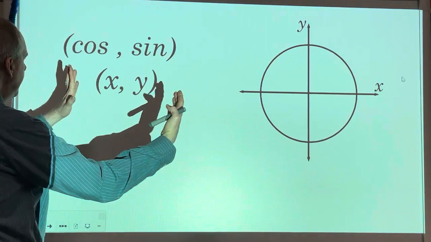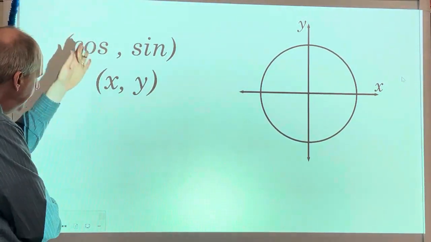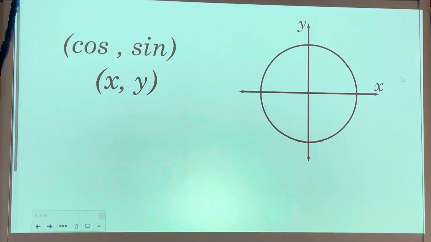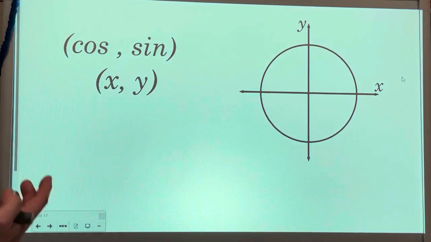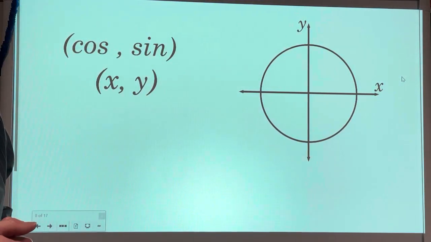This is really the linchpin to understanding it all. Keeping in mind, cosine is your x, sine is your y. Cosine is first, sine is second. If you know that, you can label your points, just thinking of a unit circle, 1 unit out, and you can get your answers for sine, cosine, tangent of any of those angles.